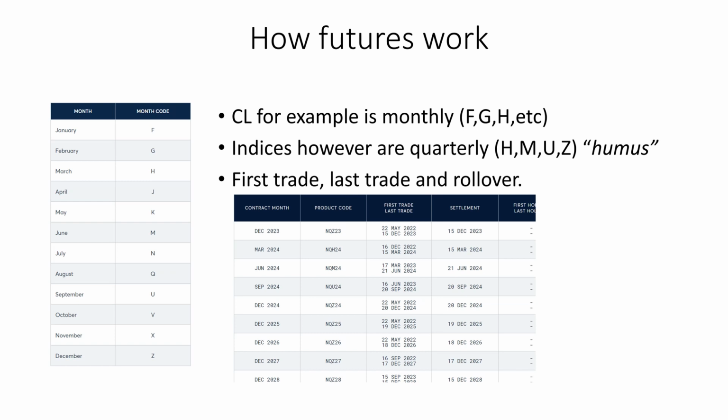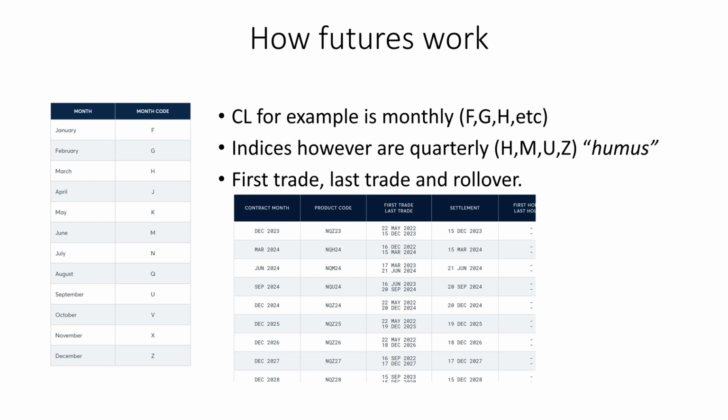And on the bottom there, that's a picture of just the NQ calendar. So you'll see we only got H, M, U, Z. You can just remember hummus. HMUZ, hummus for index futures. Here we got the first trade, last trade, and rollover dates. Rollover dates aren't on here, but rollover dates are when you see the last trade date. That's always the third Friday of the month.